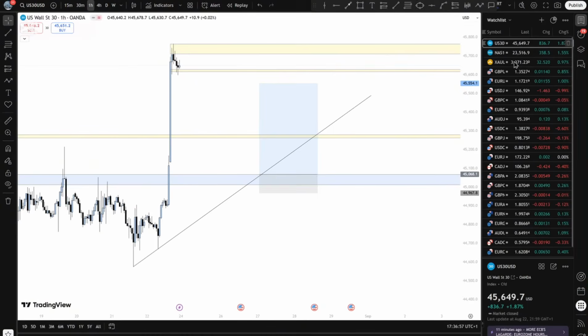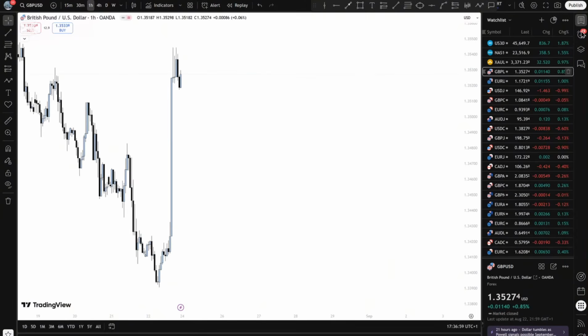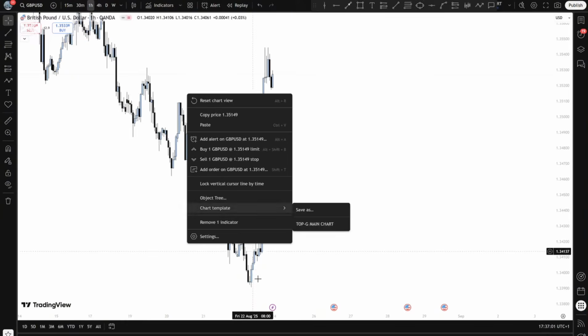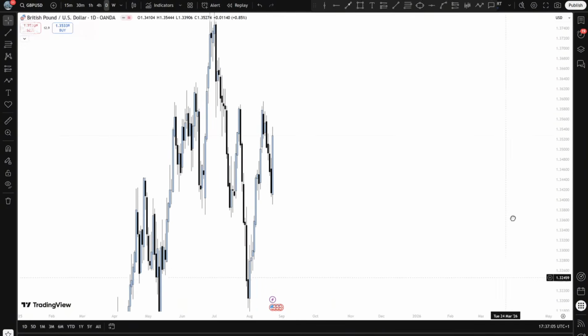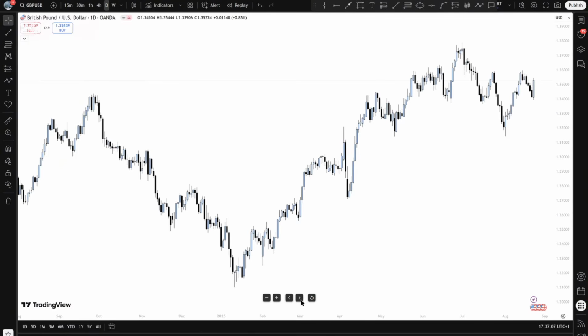Not Nasdaq today. We're going to be analyzing GBPUSD. So what do we do? We jump to the daily time frame first of all, just like this. Let's see what GU is doing.